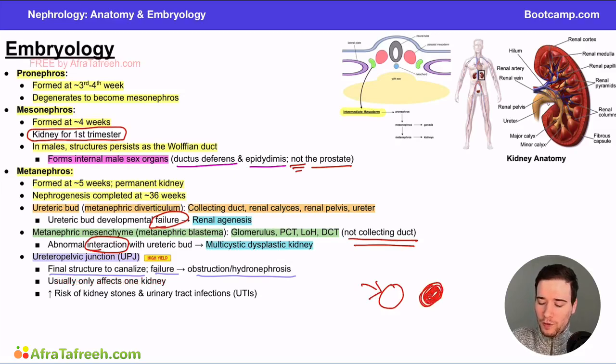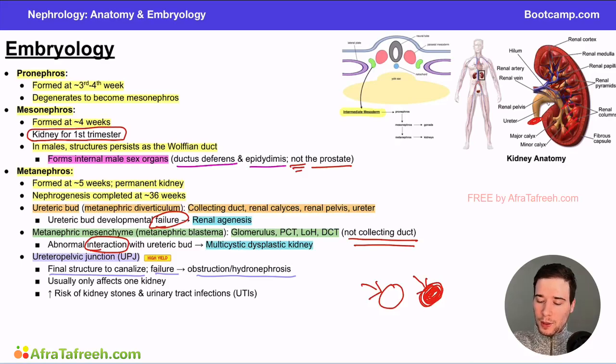And what's going to happen? Well, fluid now is not going to be able to get through that structure. So if you draw your attention up here to our actual kidney anatomy, imagine that this structure right here in the ureter is blocked. It doesn't open, right? It doesn't cannulize. It doesn't become patent during the development. It's a developmental process. Well, what's going to happen?